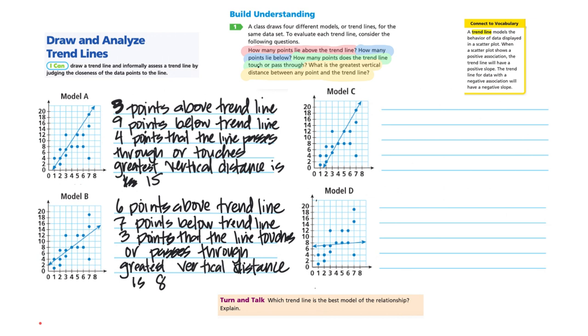So now let's look at model C. Let's look at how many are above. So we have 1, 2, 3, 4, 5, 6. So there's 6 above the trend line, 6 points. And how many do we have below? Let's see. 1, 2, 3, 4, 5. This one's below, but it's also touching, so we'll say 5. But you could say 6 also.